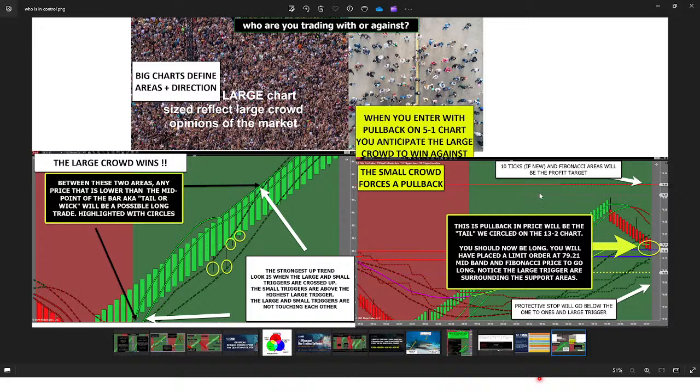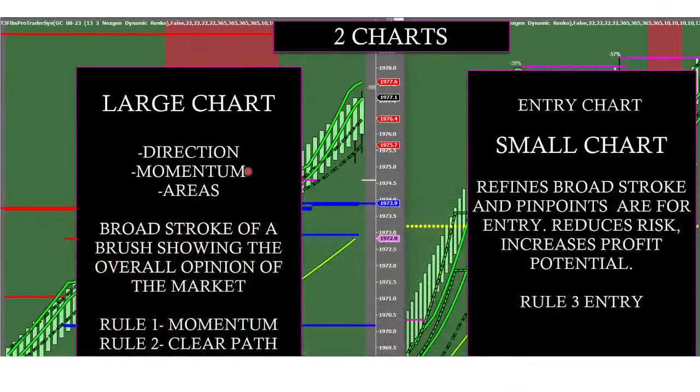Well, your small chart is a reflection of the small crowd, the people that love to fight all the good things in life. And they're going to give you this little shove. We're going to dissect that one bar on the large chart into 15 to 30 bars on a smaller, faster chart. And that's going to get you into the market at the best of the best spot for continuation. That's going to allow you to reduce your risk. It's also going to give you the opportunity to really increase your profit potential.